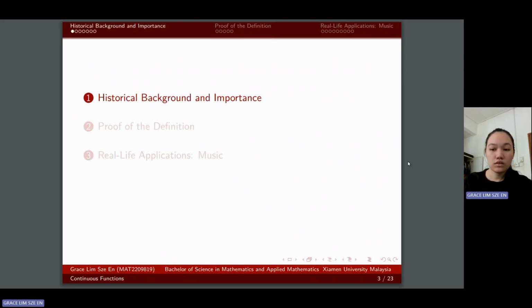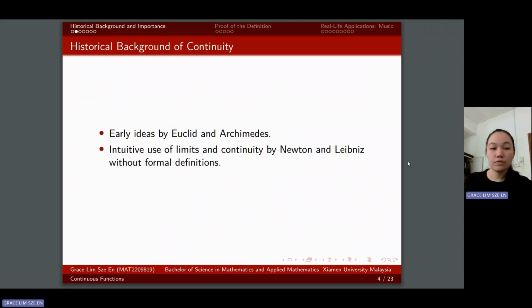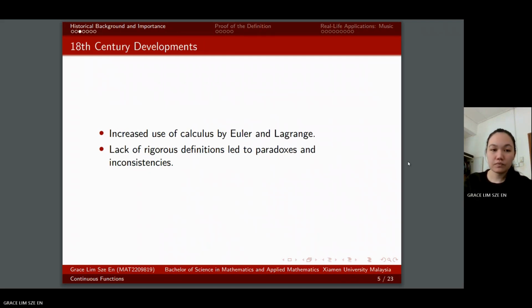So here, basically, we have some historical facts about the definition of continuity. The early ideas of continuity were proposed by Euclid and Archimedes, the 2 mathematicians. And later on, Newton and Leibniz began to intuitively use limits and continuity, but there was no formal definition for it yet. And in the 18th century, Euler and Lagrange began to use calculus more frequently. However, because there was no proper definition for continuity at the time, there were a lot of issues and inconsistencies met.